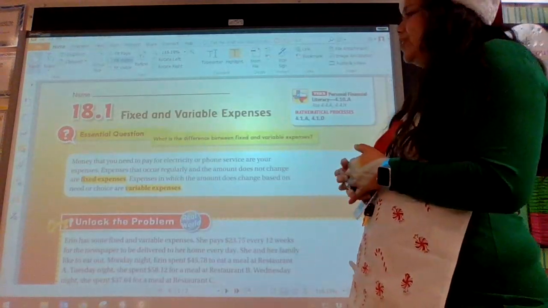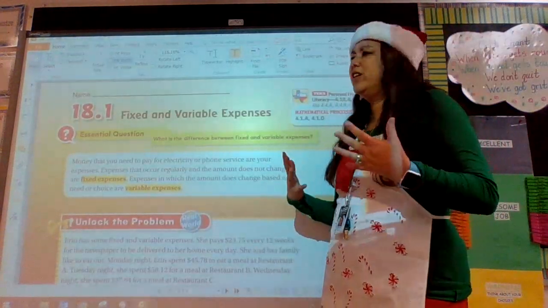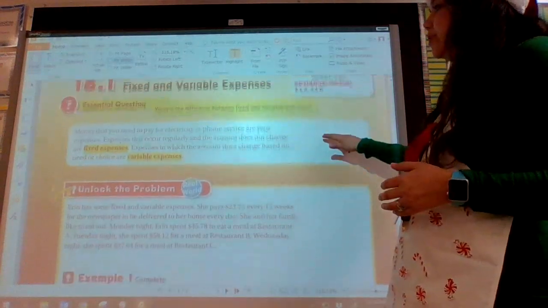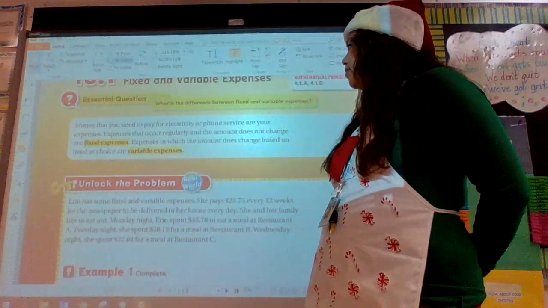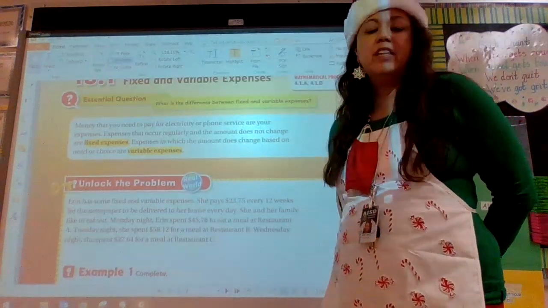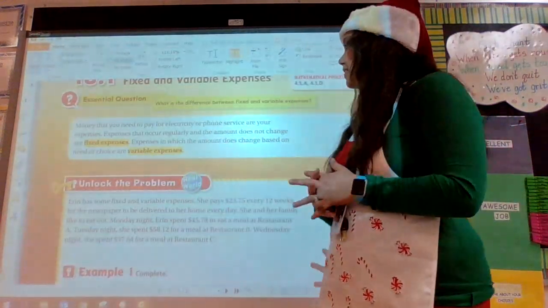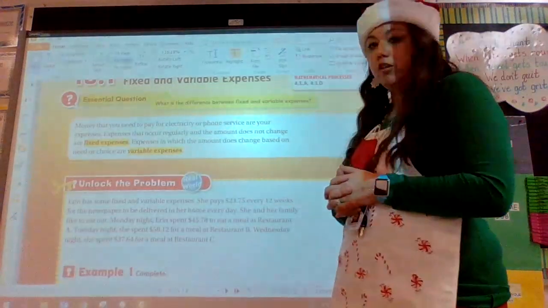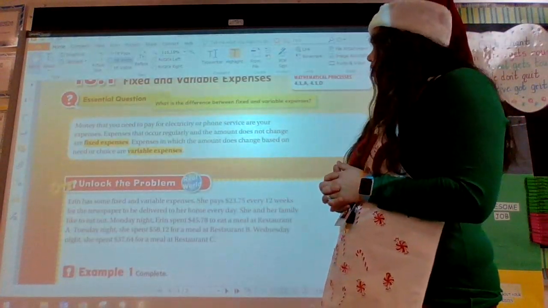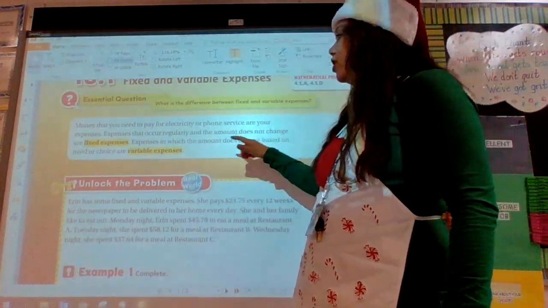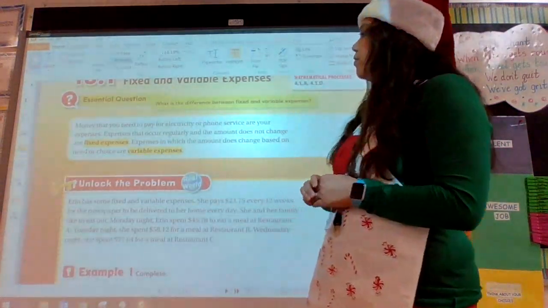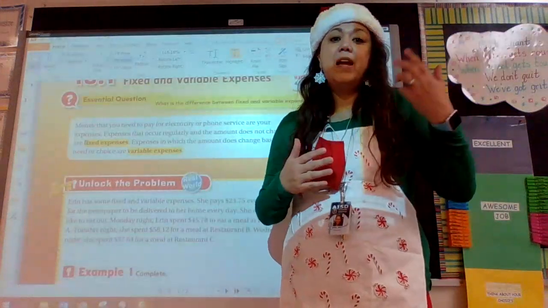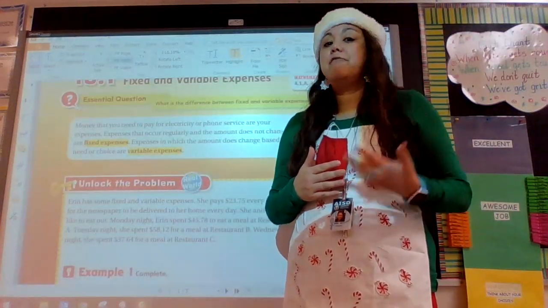Okay. So you say, what is a fixed expense? What is a variable expense? Well, here's our definition. Money that you need to pay for electricity and phone services are expenses. Things that you have to pay out are expenses. Expenses that occur regularly and the amount does not change are fixed expenses. So if the amount doesn't change and you have to pay them out regularly, then they are fixed expenses.